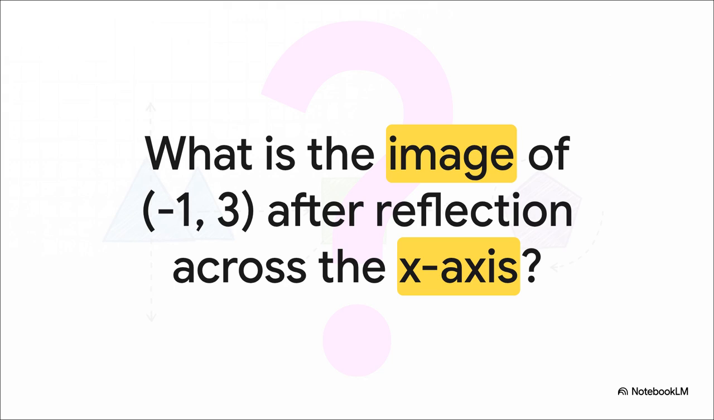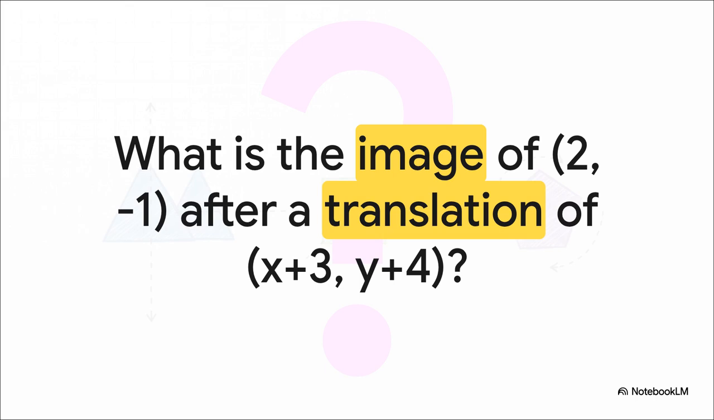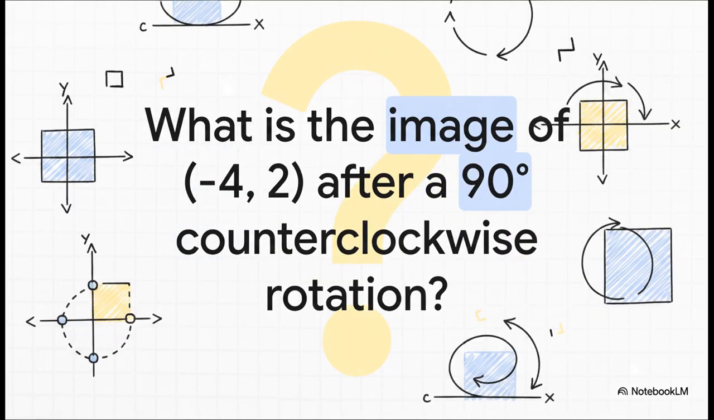Let's start with a reflection. Remember the rule for flipping something across the x-axis. Which number changes and how does it change? Next up, a translation. We're going to slide the point to -1. All you have to do is apply those moves to the x and y coordinates. And for our last one, a rotation. Think back to that rule for a positive 90-degree turn. What happens to the coordinates?